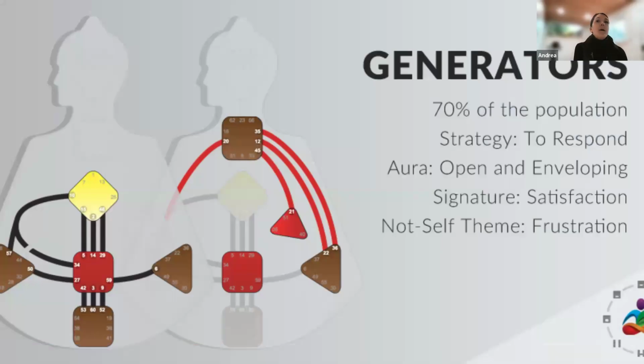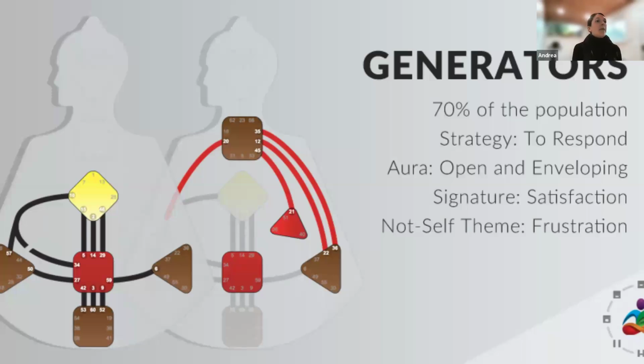So generators are, again, 70% of the population, and that lumps in generators and manifesting generators. Their strategy is to respond, meaning they're not really meant to initiate things. They're more meant to respond to things that come into their world, into their aura. And this can be things like, they read about something like human design and they're like, oh, this interests me, I want to learn more about that.